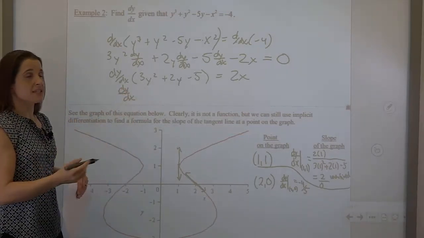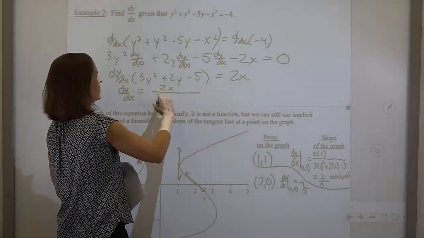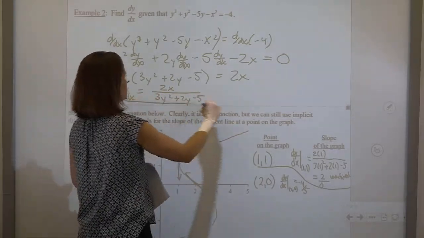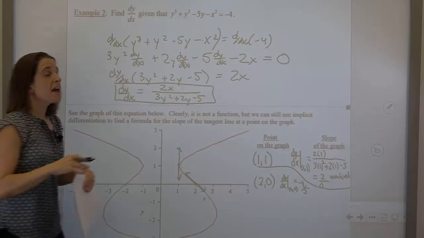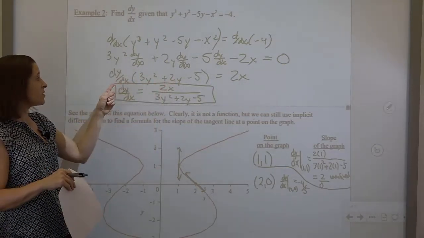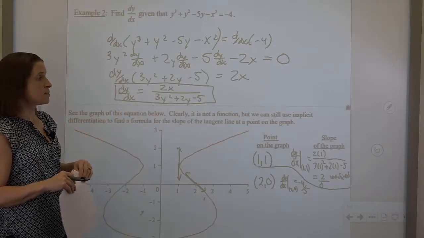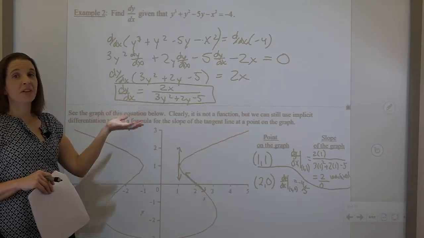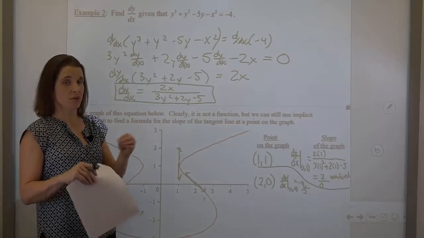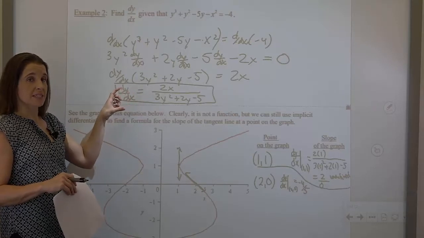Lastly, I divide to get dy dx completely by itself. Okay, so what I have done is divided both sides by this whole quantity that's getting multiplied by dy dx, and that ends up giving me 2x over 3y squared plus 2y minus 5. That's what a lot of your answers are going to look like. Again, they won't always have both x's and y's, so don't think you're wrong if you only have one of those two variables, but they often will, and they will often be crazy looking fractions like this.